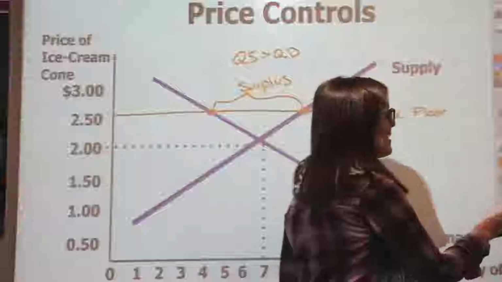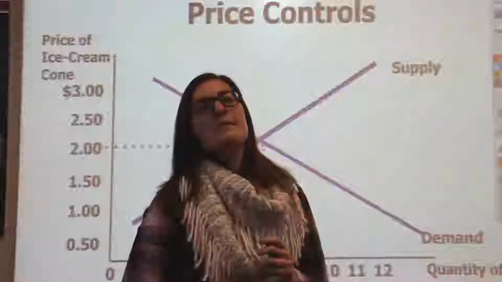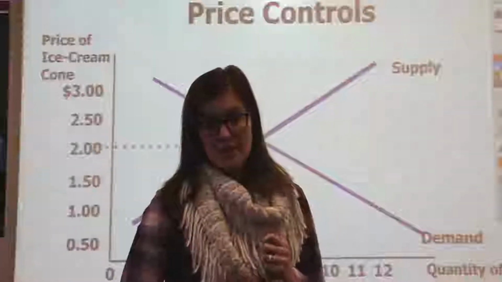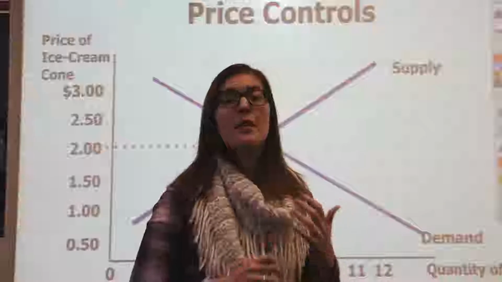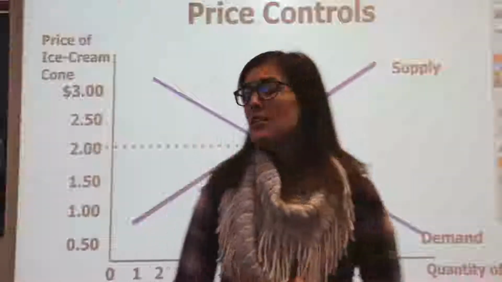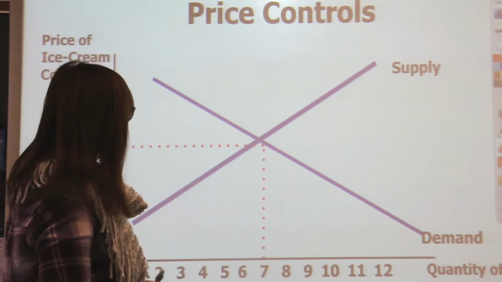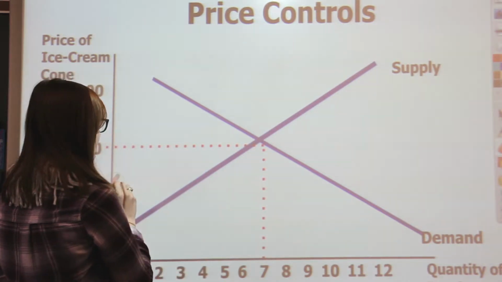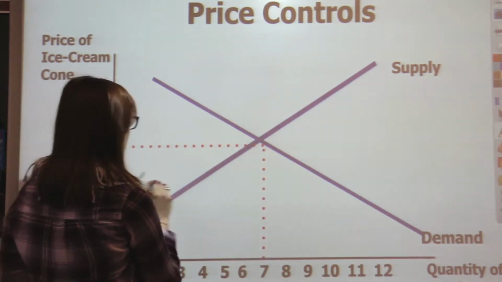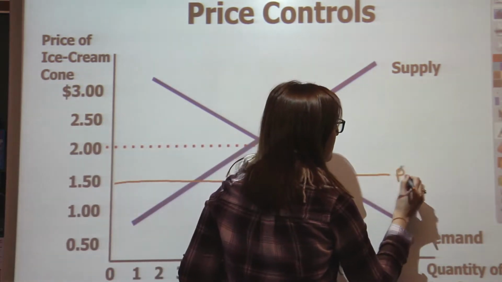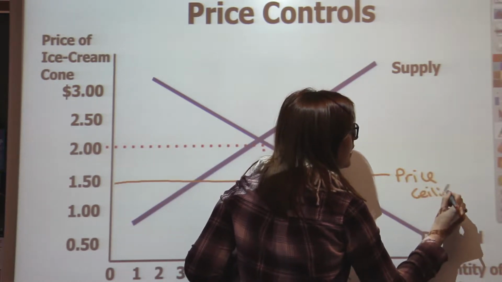Same exact idea, but with a price ceiling. A binding price ceiling is a maximum price we charge for something. So this is to help the consumer, to protect the consumer, so they're not paying a price that they can't afford. So let's say consumers can't afford $2 ice cream cones. So the government will set a binding price ceiling of $1.50. This is below equilibrium.